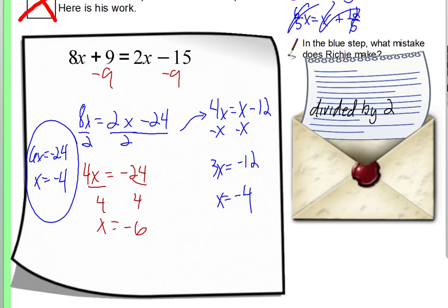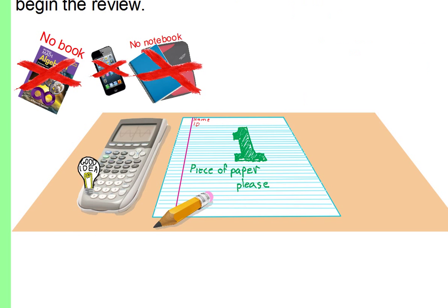Instead, subtract 5x from both sides. You know what? You're done, because 6x minus 5x is 1x. So x would be 12. All right. Let's put everything away.